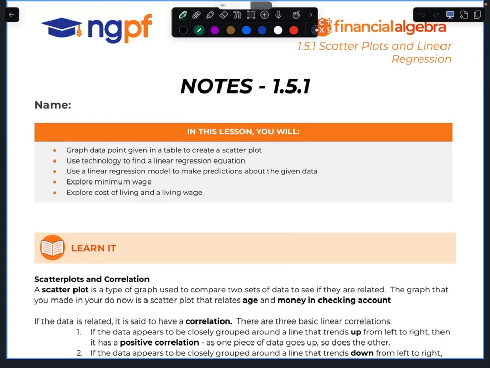So a couple of things that we're going to do. We're going to graph a scatter plot, we're going to graph points like we did in our do now. So if you were struggling with graphing those points, we're going to do a little bit of practice together again inside these notes. We're going to use technology to create a linear regression, also known as the line of best fit from your previous math. We'll use that model to make predictions, and I'm going to show you how using the technology.